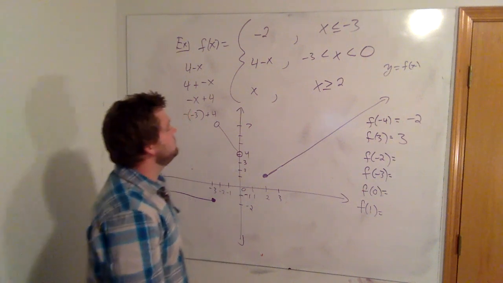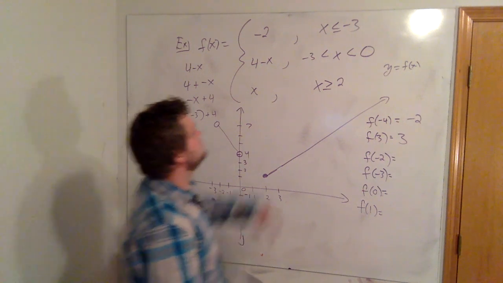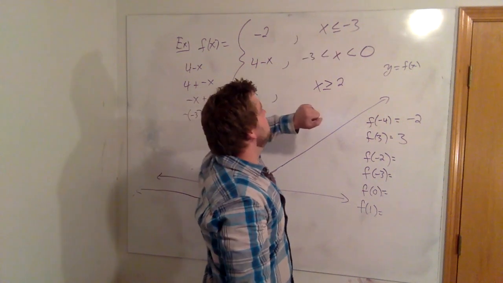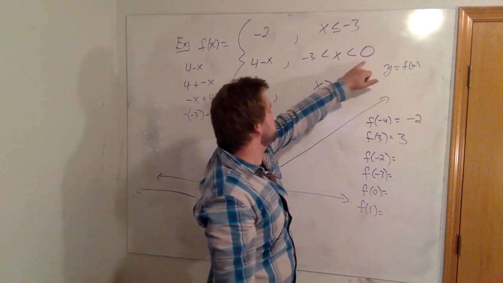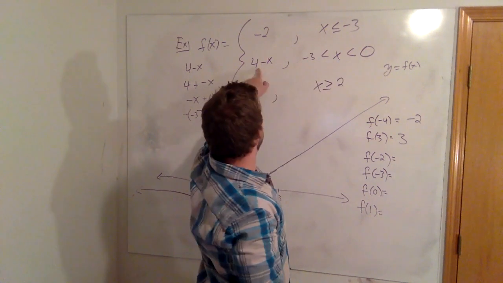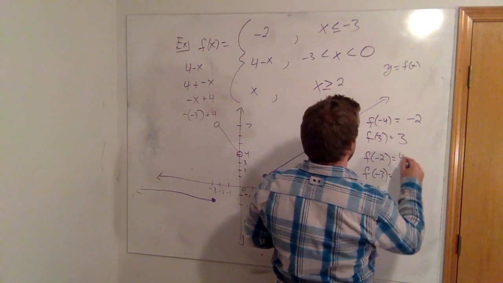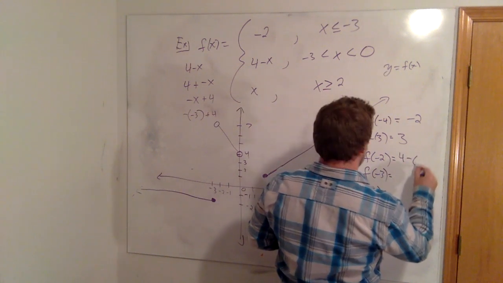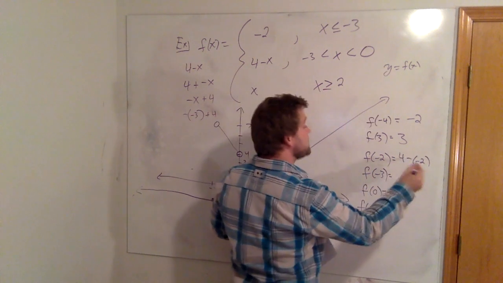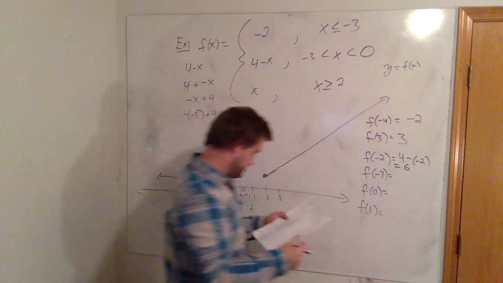Okay, let's go ahead and plug in -2. Let's see, where is -2? Well, -2 is not less than or equal to -3, but -2 is between -3 and 0, so I'm going to plug -2 into this function. That'll be 4 minus -2, so that'll be 4 plus 2. I'm going to get an output of 6.